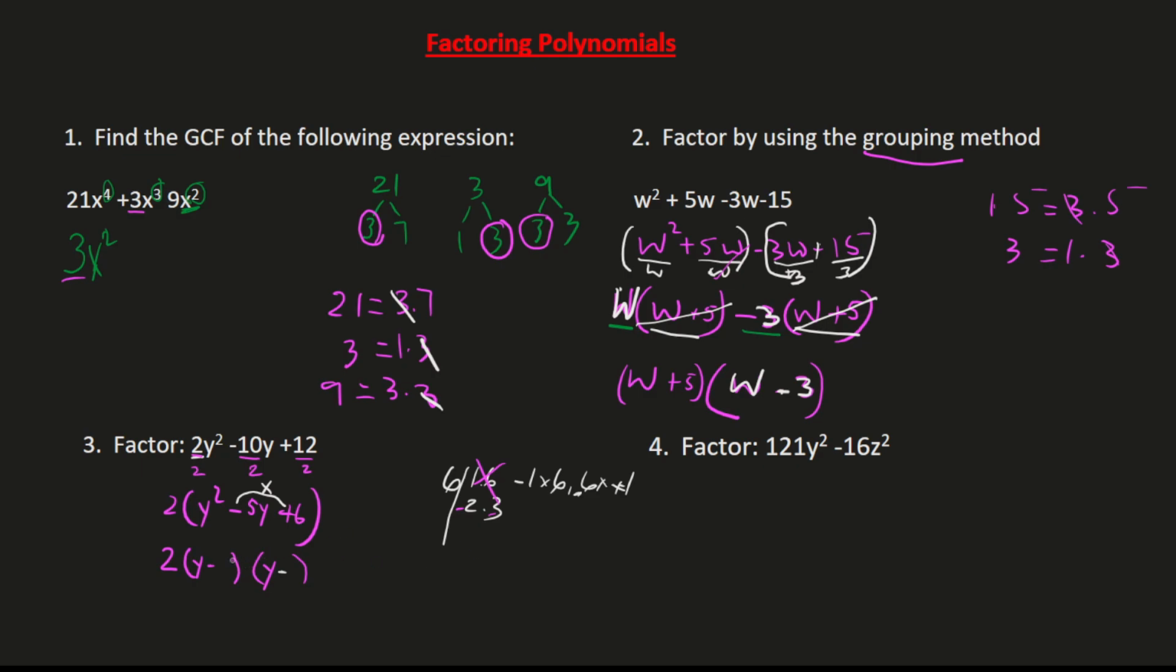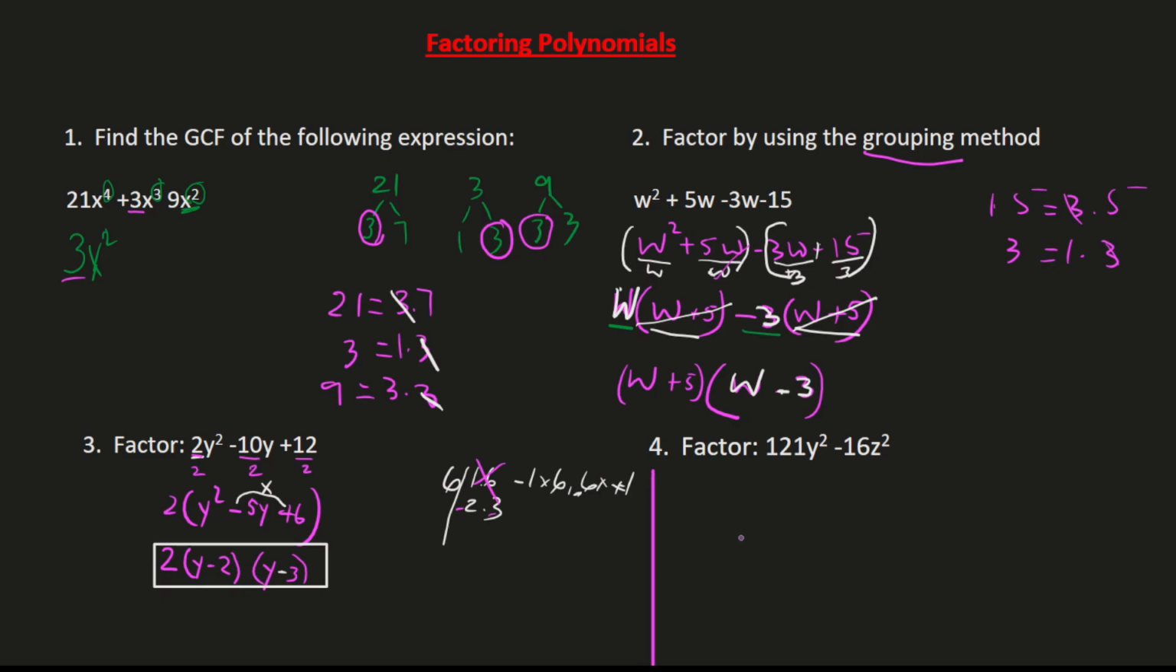So I'm going to put 2 here and 3. And you're done. This is your answer for that one. So once we get that answer here, let's do this here, and this is the answer: y minus 2 times y minus 3. Okay, and let's finish with the last problem here. Number 4.